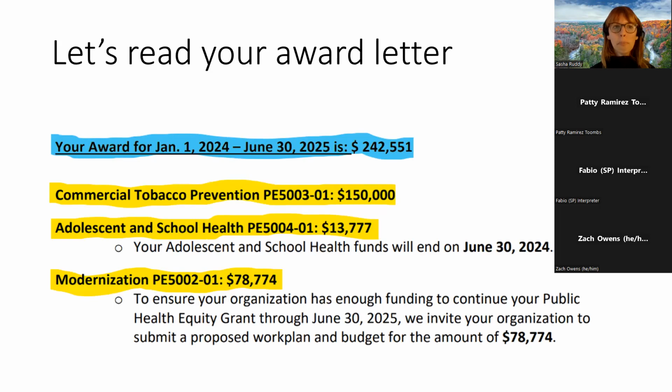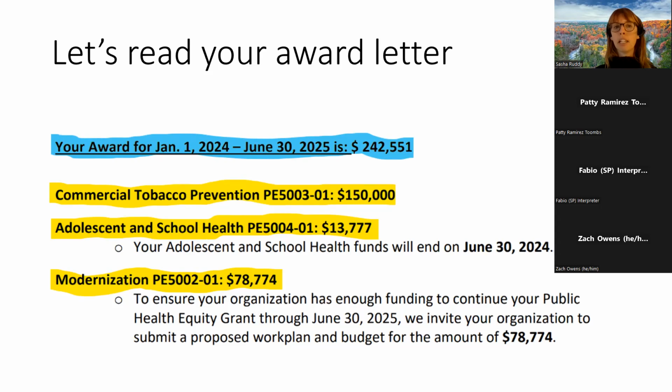Highlighted in blue, your award for January 1st, 2024 through June 30th, 2025, and then there's a number there: $242.51. This is your total award amount, okay? Your total award amount. And what I have highlighted in yellow are the different program elements that make up that funding for your total award amount.